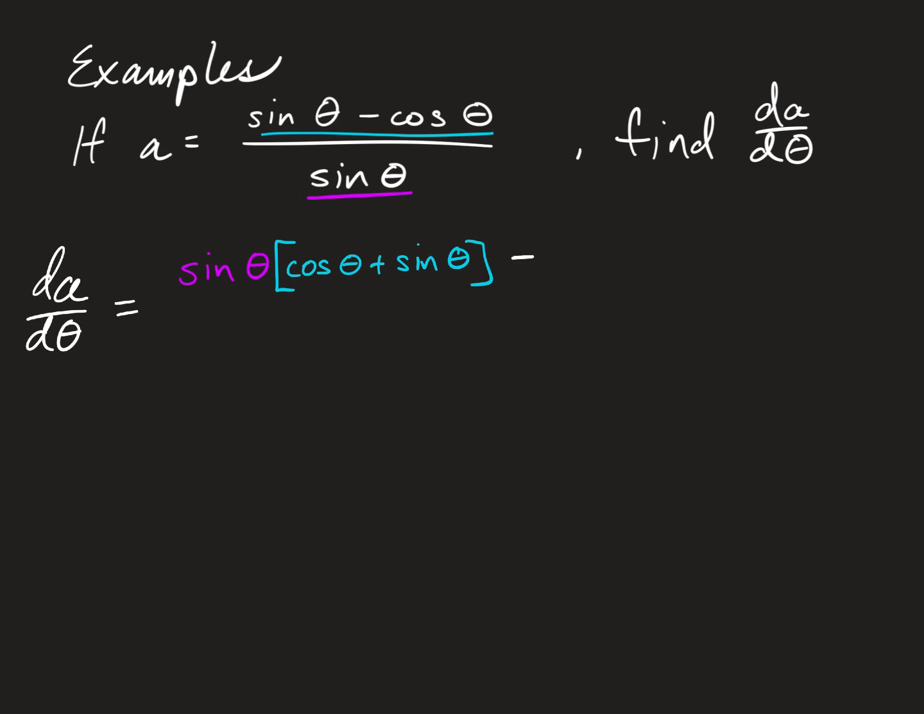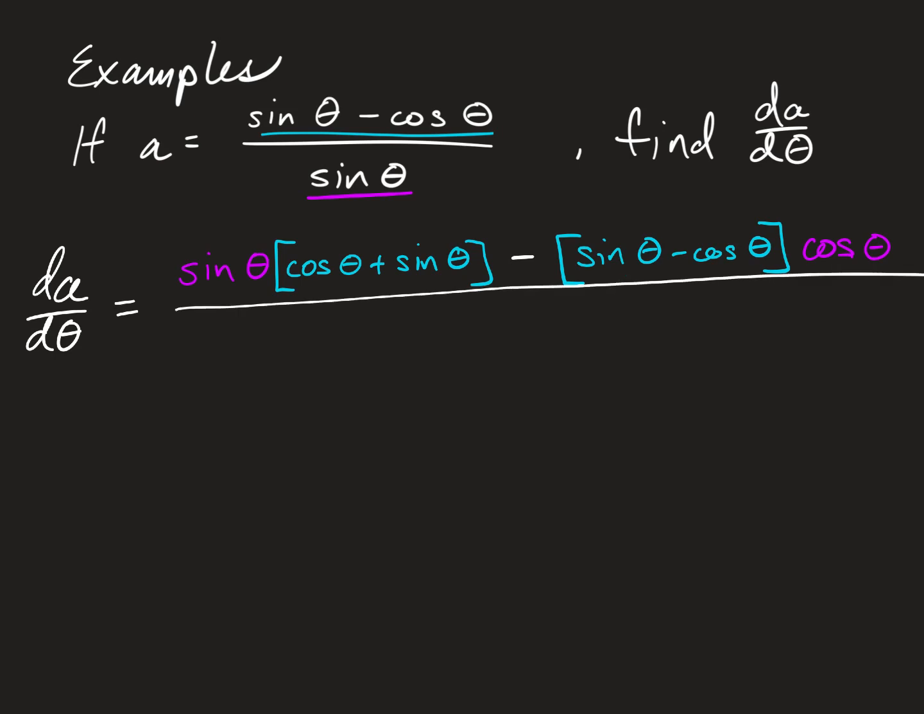And then we will subtract the numerator, sine theta minus cosine theta, times the derivative of the denominator, which is cosine theta, all over the denominator squared. So sine squared theta. Ooh, that's a lot. All right, so now all we have to do is simplify the top. Shouldn't be that bad, right?